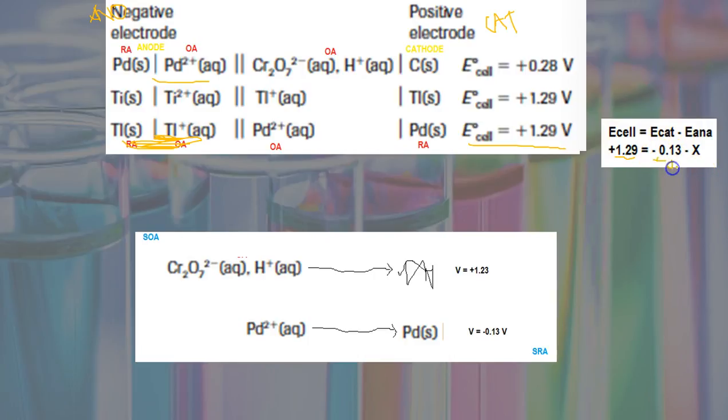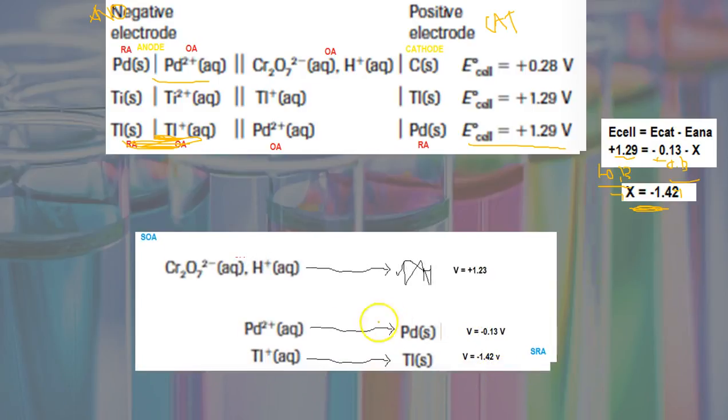So if I add 0.13 to both sides, and then I would have to divide by -1 in order to get rid of the negative on the x, I get a voltage of -1.42. So then what I would need to do is create the half cell reaction and place it accordingly. Well, because it has a lower voltage than my lead, I would place the reaction below it in my makeshift half reaction table that I'm creating.